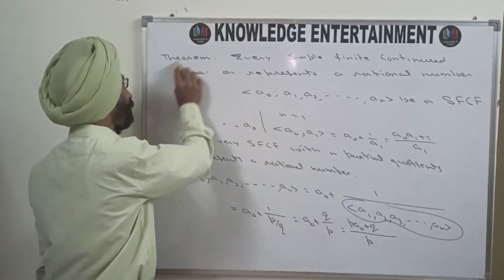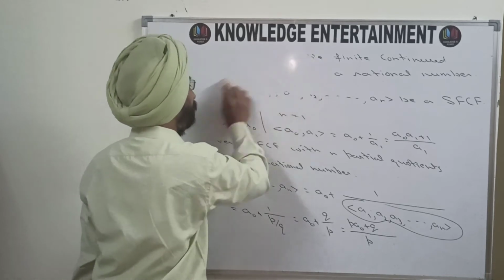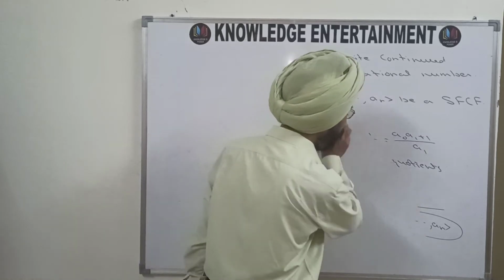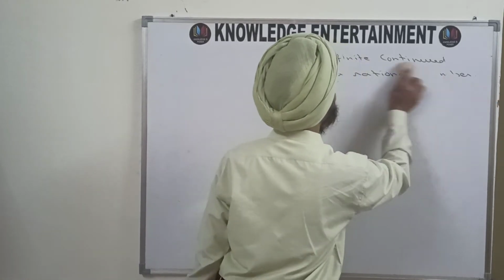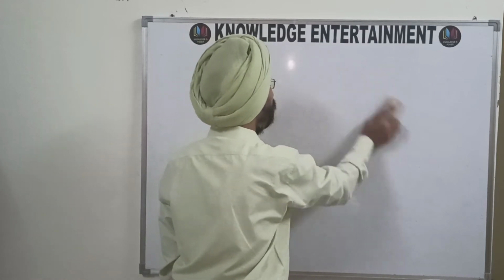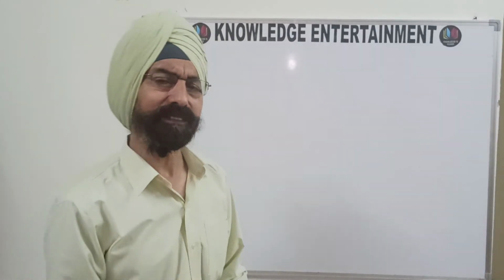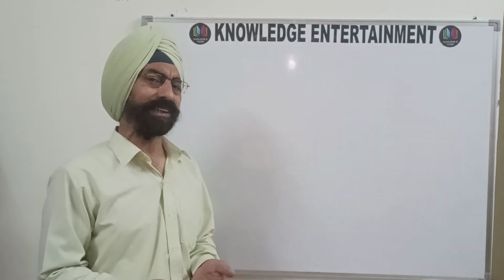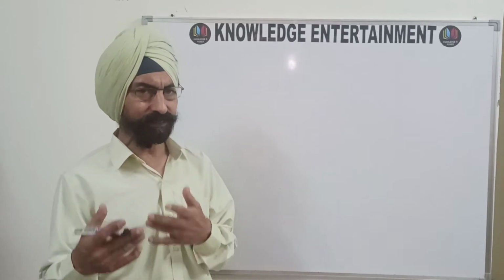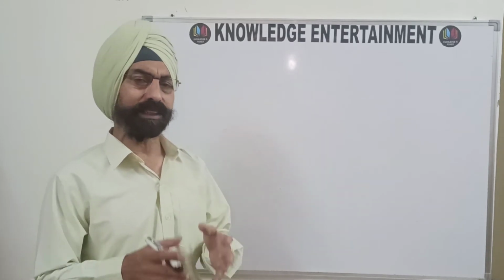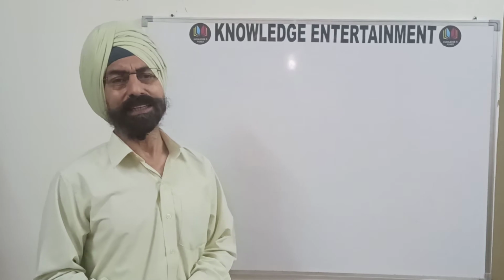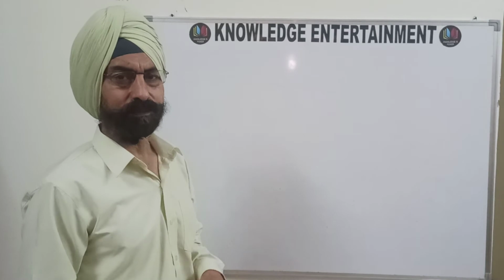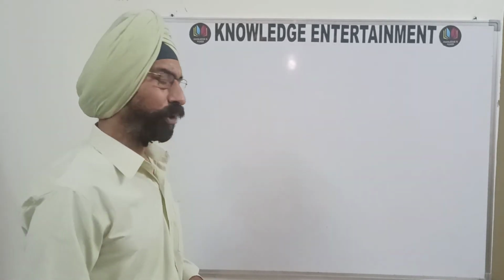So this was another important theorem to understand: a simple continued fraction is rational if and only if it is finite. In the coming lectures we will show that if the simple continued fraction is infinite, then it represents an irrational number. We have just shown that for finite it is rational, and we will show in a future video that if the number of partial quotients in the simple continued fraction is infinite, then the number is irrational. Now we are going to define something more about these continued fractions.